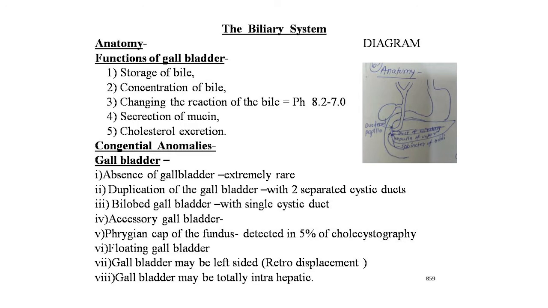Now congenital anomalies. What are the congenital anomalies of the biliary system? First we see the gallbladder. Gallbladder have congenital anomalies like absence of gallbladder, that is extremely rare, duplication of the gallbladder with two separated cystic ducts, bilobed gallbladder with single cystic duct, accessory gallbladder, Phrygian cap of fundus detected in 5% of cholecystography, floating gallbladder. Gallbladder may be left-sided, that is the retro displacement. Gallbladder may be totally intrahepatic. These are the anomalies of the gallbladder.